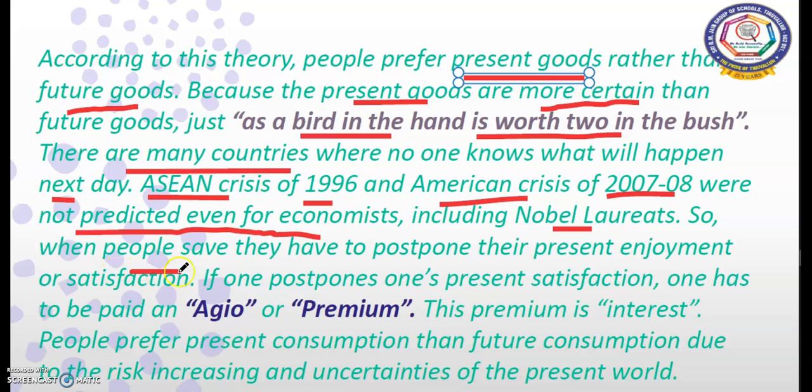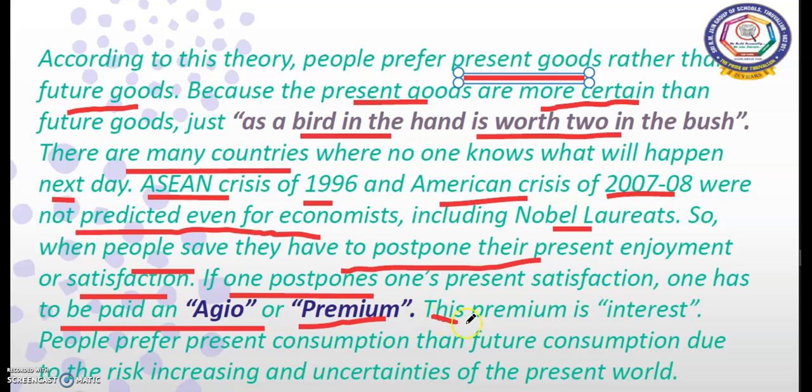So when people save, they have to postpone their present enjoyment or satisfaction. If one postpones one's present satisfaction, one has to be paid an agio. It is otherwise called premium. So this premium is interest. People prefer present consumption to future consumption, due to the increasing risk and uncertainties of the present world. The world may experience any natural disaster or any pandemic situation like that.